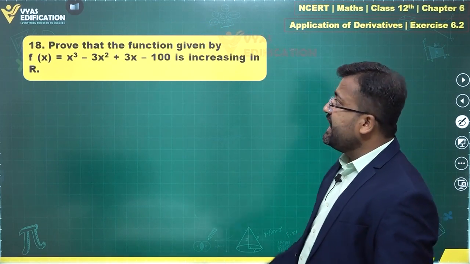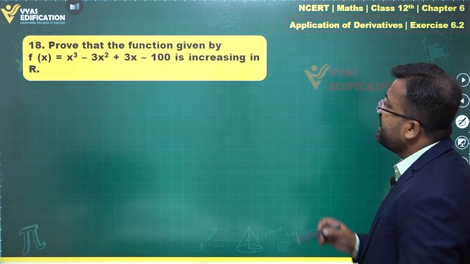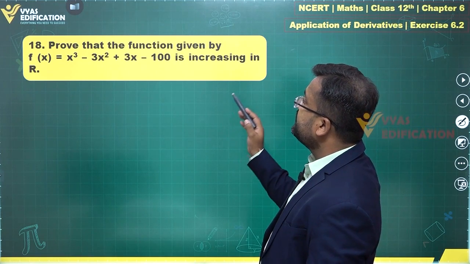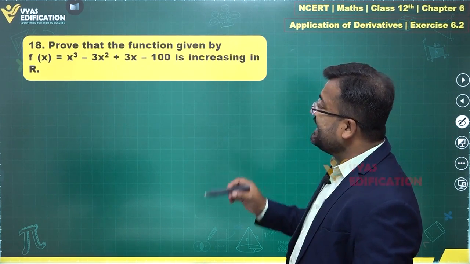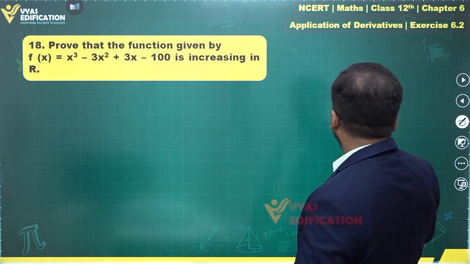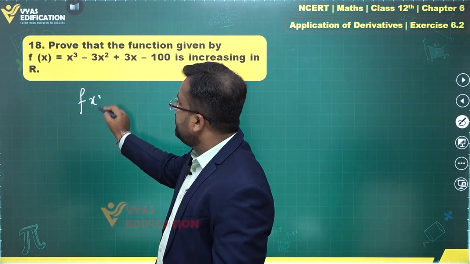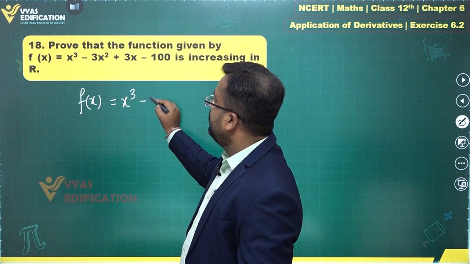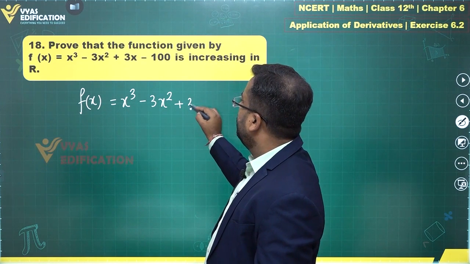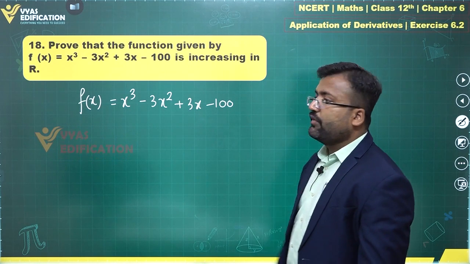The 18th question says: prove that the function given by f(x) = x³ − 3x² + 3x − 100 is increasing on R. So if you want to prove that this function is increasing, let's talk about the derivative. Let me write the function first. This is what we have.